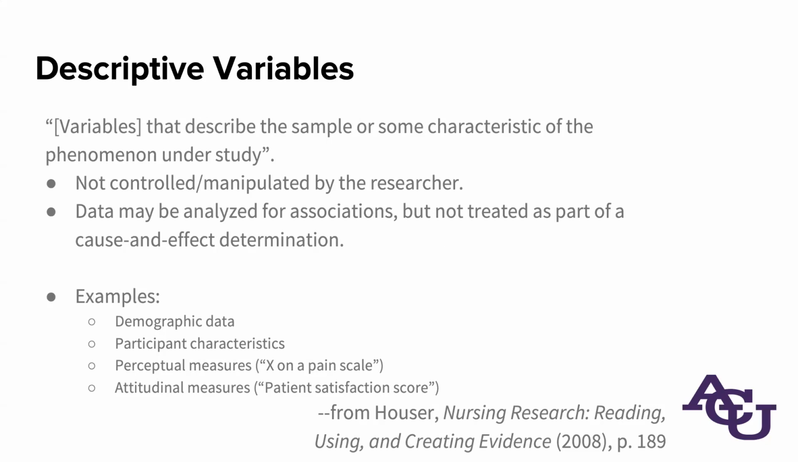So this assignment refers to a number of different variable types. So let's unpack some of the terminology. Descriptive variables are variables that describe the sample or some other characteristic of the phenomenon that's under study. So the idea is it's telling us something about this thing we are investigating. Now, descriptive variables, you collect them, but they're not being controlled or manipulated by the researcher, at least not after the participant is recruited into the study.